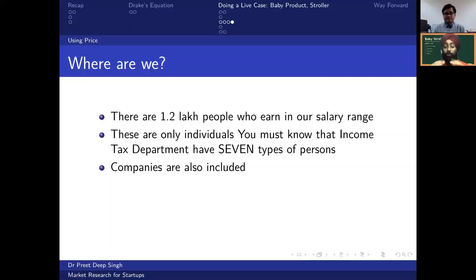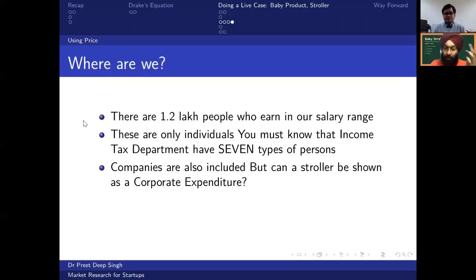So all these are also not accounted in our individual database, right? So you need to know the companies are included, right? For our example, if you just think about our example, can a stroller be a corporate expenditure? I don't think so. And let's not get into what sort of expenditure comes in. But a stroller is not a corporate expenditure.